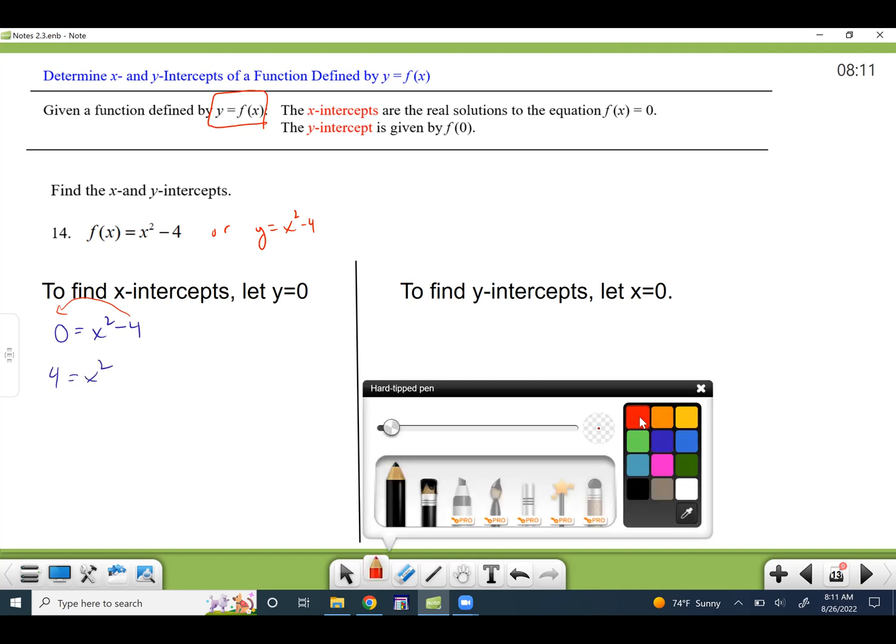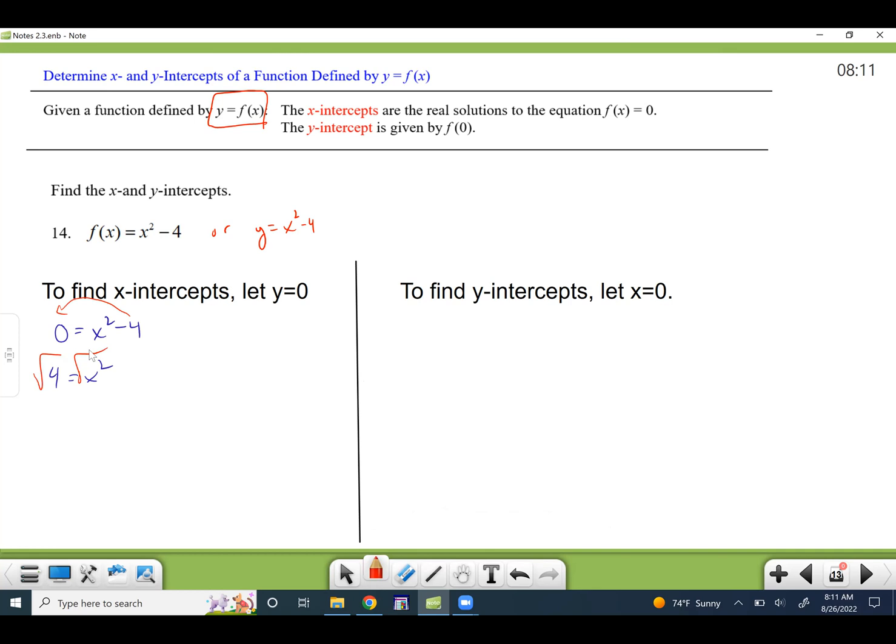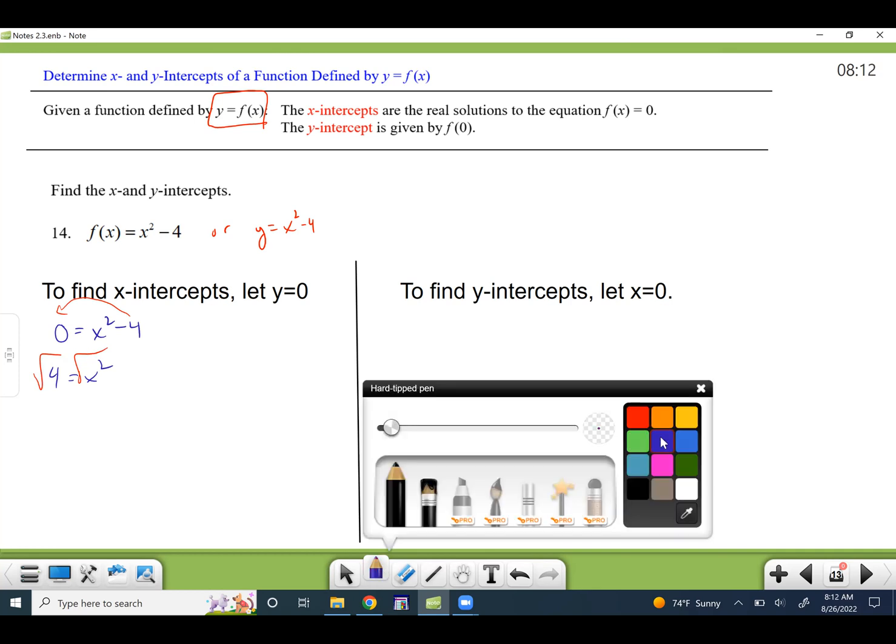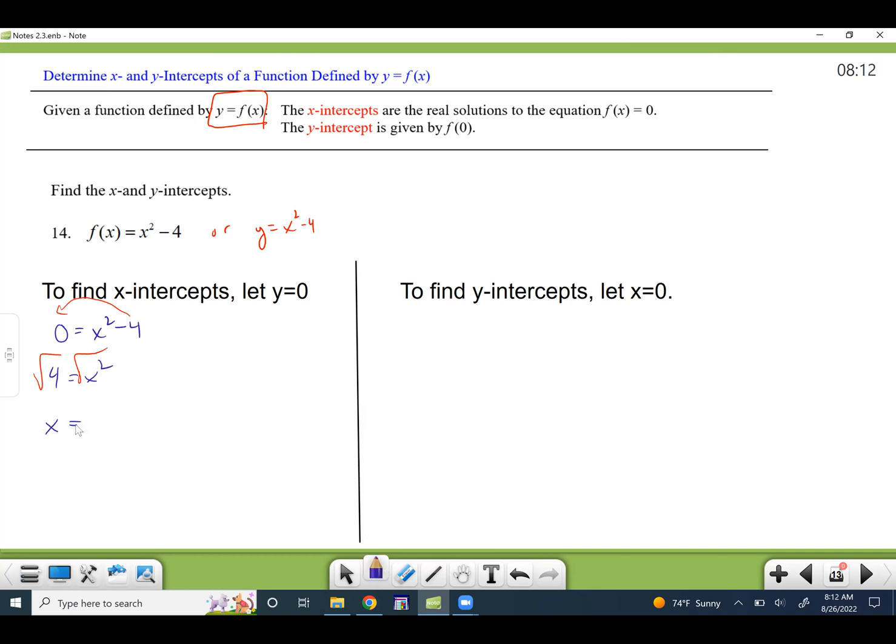And to get rid of the squared, we're going to square root. And nobody's going to forget their plus or minus, right? So the square root of 4 is 2, but it's going to be plus or minus 2. Now you'll get marked off if you put that into Connect Math. It wants to know these as ordered pairs. So we have the ordered pair 2, 0 and -2, 0 as our x-intercepts.